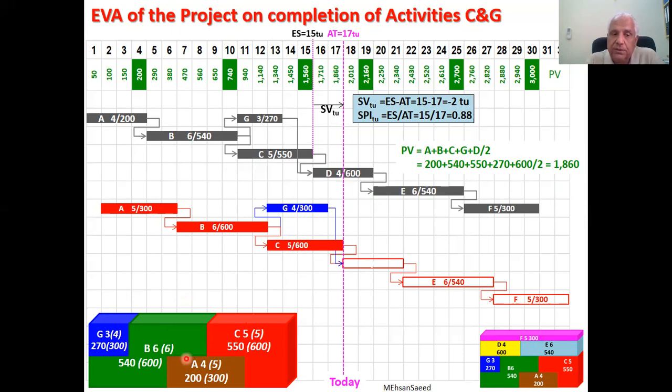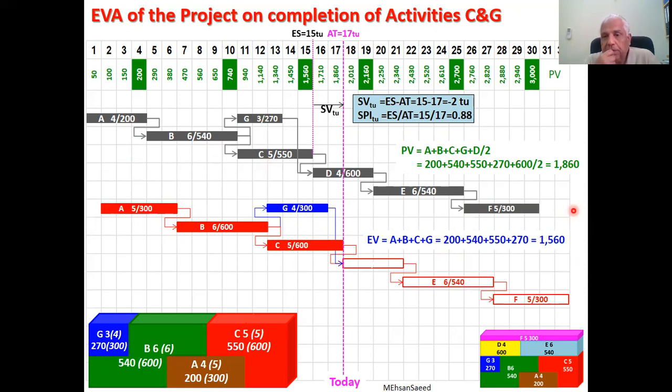And what are their values? The values are 270, 540, 200, 550, or as given on the Gantt chart, 200, 540, 270, 550. So this is our earned value, 1560. So we had planned to earn 1860, but we have actually earned 1560. We are behind schedule.